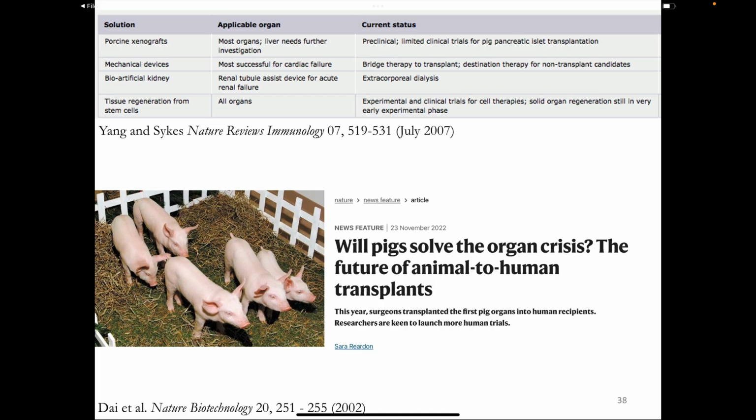And so people have been doing a lot of genetic engineering and ways to try to figure out how we could make pig organs that could be transplantable into people. Or also thinking about things like mechanical devices or things like that, though again, there are other issues on those fronts.